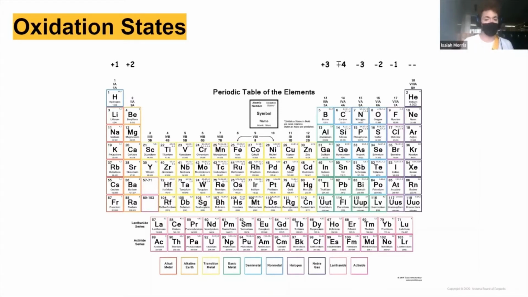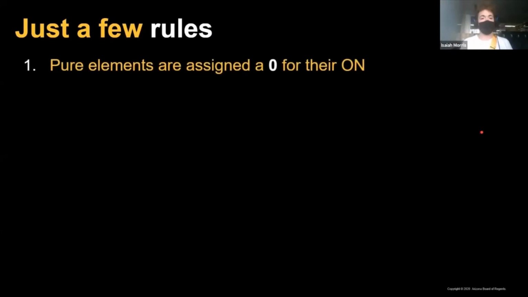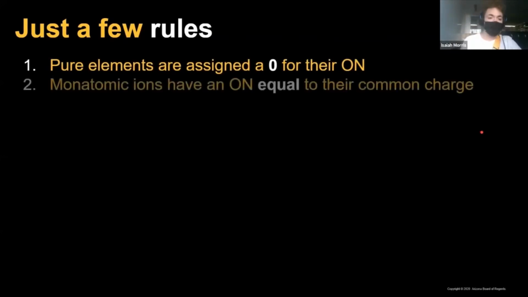So if you go to the next slide, we have a few general rules of thumb when it comes to assigning oxidation states. Pure elements are assigned a 0 for their oxidation number. Monatomic ions will have an oxidation number that is equal to their common charge. So that's kind of what we just covered.